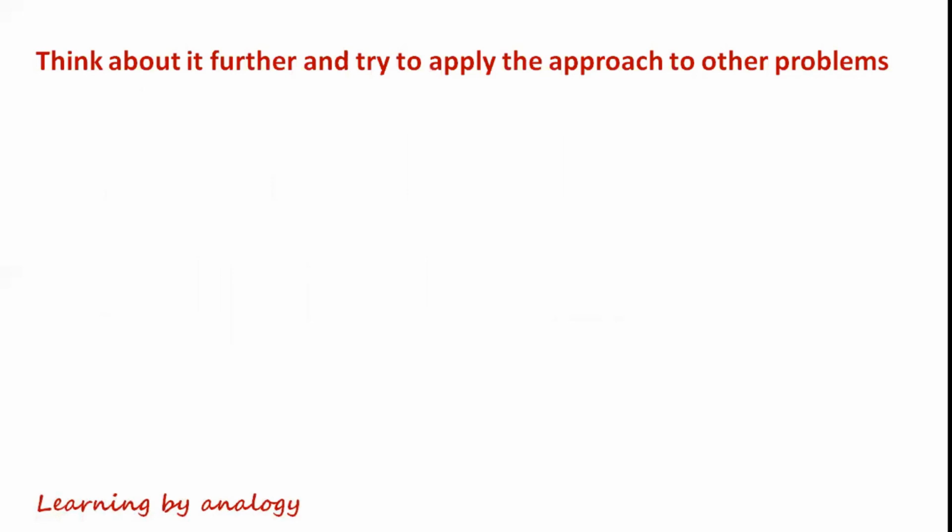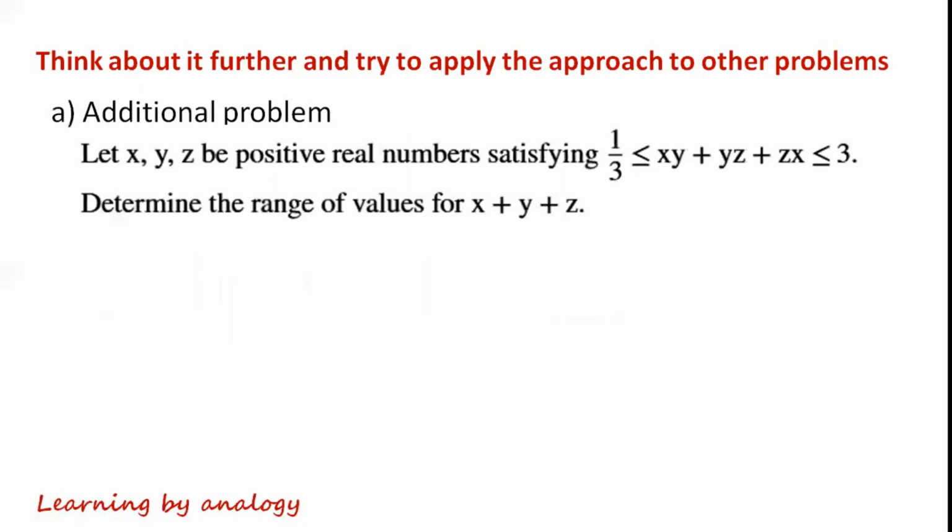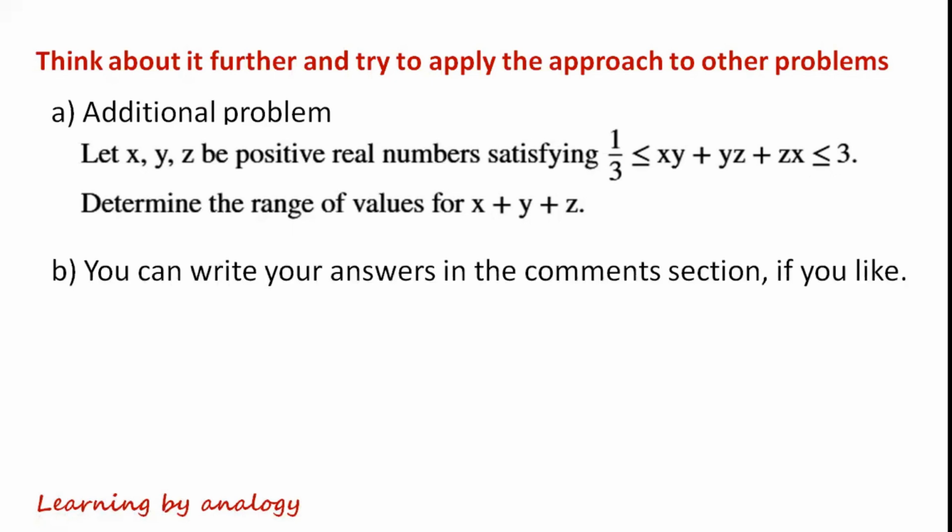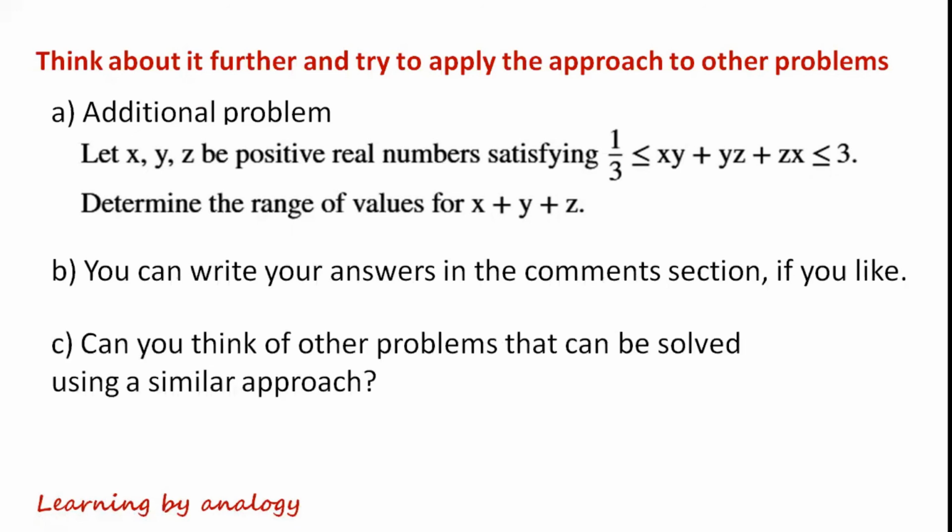Think about the thought process for the previous question further and try to apply the approach to other problems, such as this one. Let x, y, z be positive real numbers satisfying 1/3 ≤ xy + yz + zx ≤ 3. Determine the range of values for x + y + z. You can write your answers in the comments section if you like. Can you think of other problems that can be solved using a similar approach?